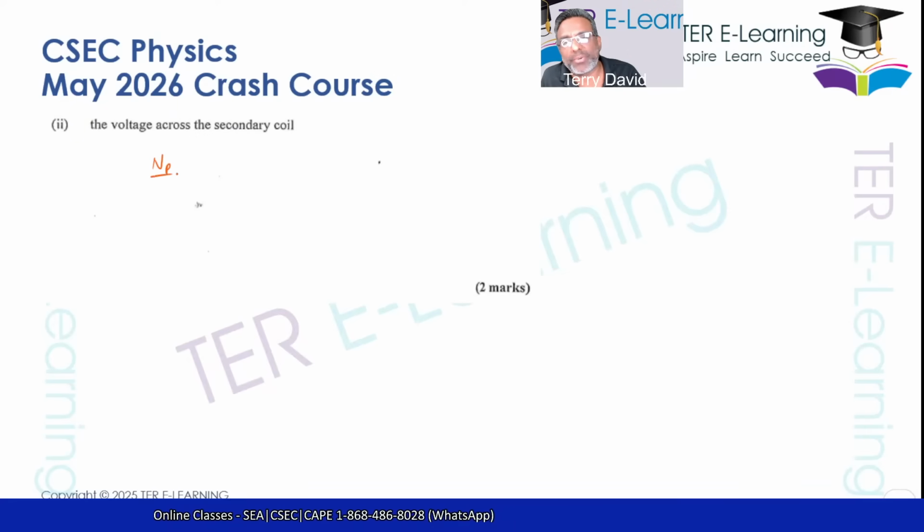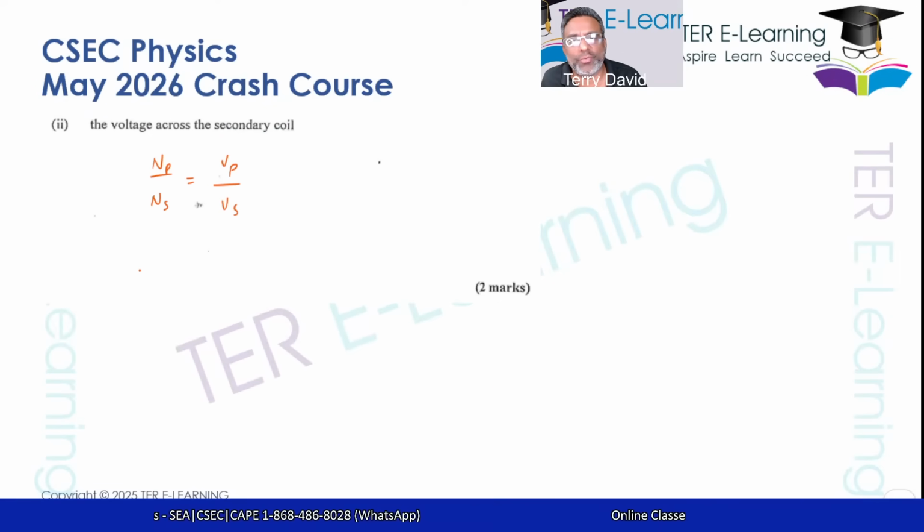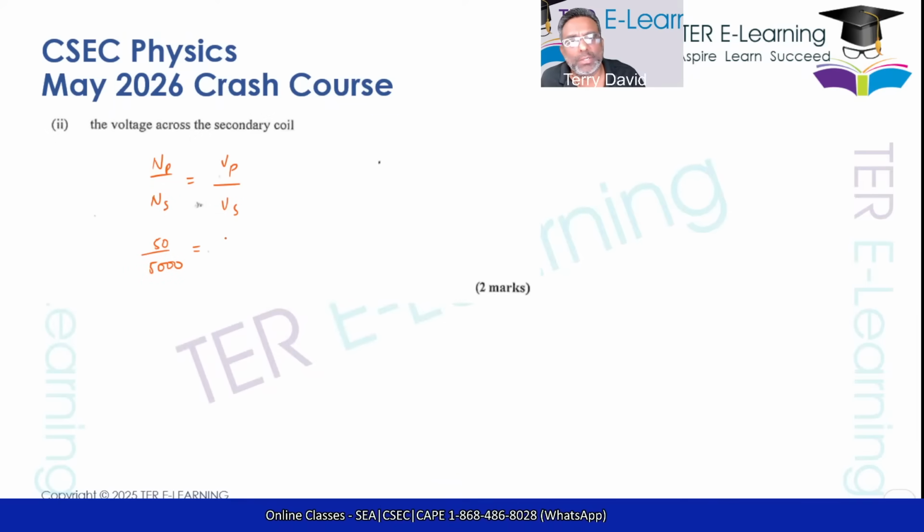So the number of turns in the primary over the number of turns in the secondary is equal to the voltage in the primary over the voltage in the secondary. Yeah, we can use that. So we have 50 over 5,000 is equal to the voltage in the primary. I think it was 12. Yeah, 12 volts. So this is 12, and we want to work out VS.